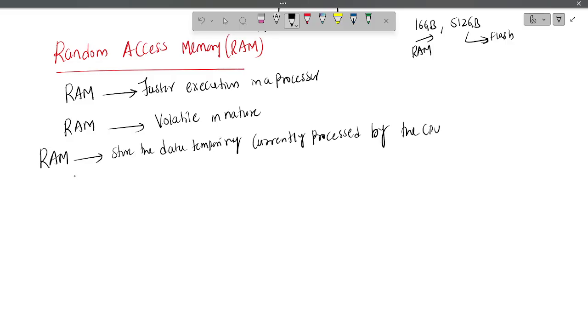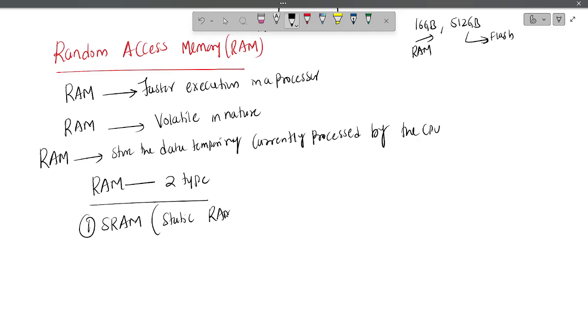There are two types of RAM available. One is SRAM, which means static RAM. And the next one is DRAM, which means dynamic RAM.